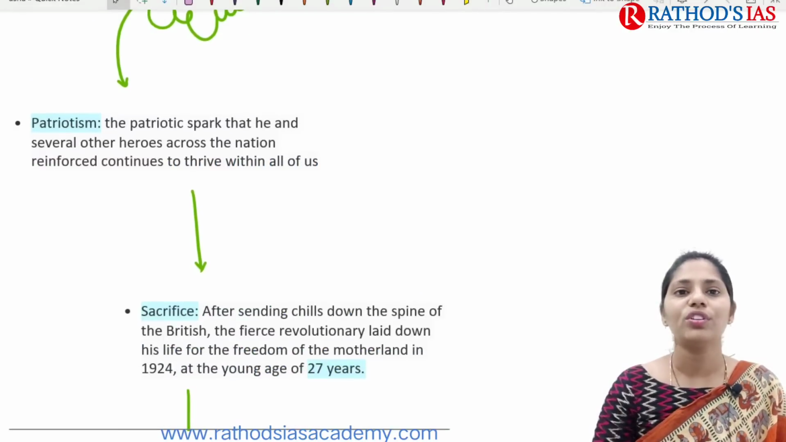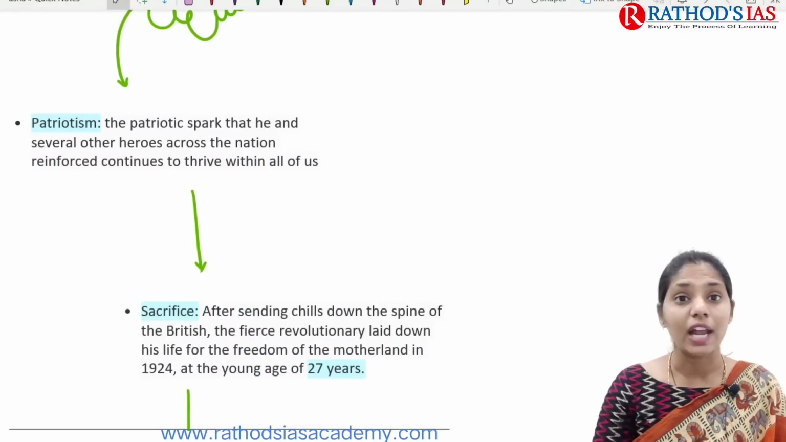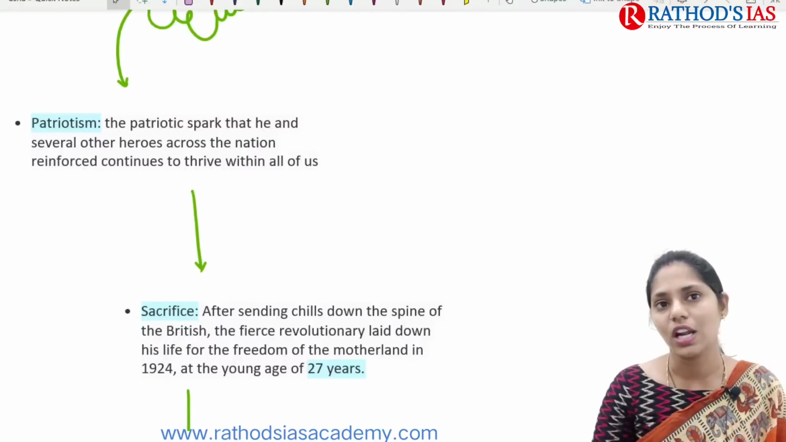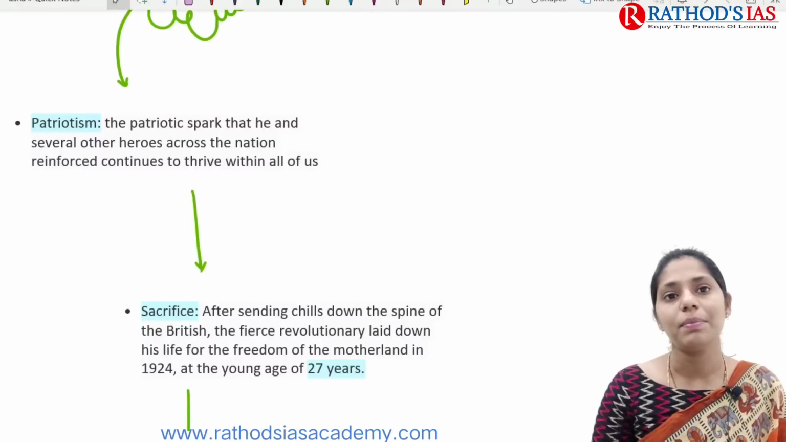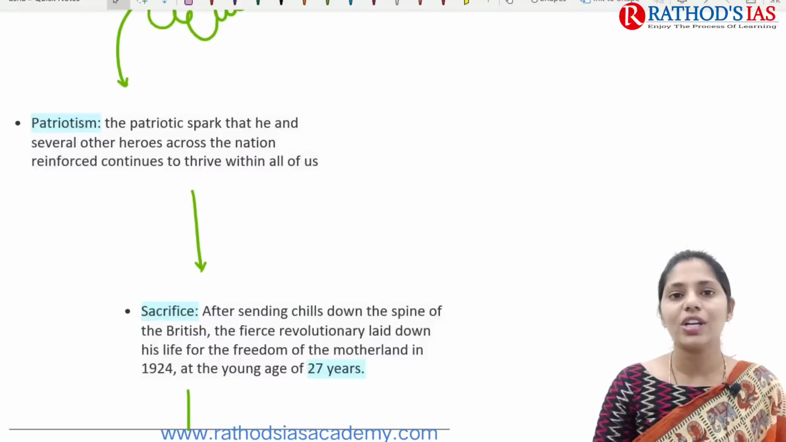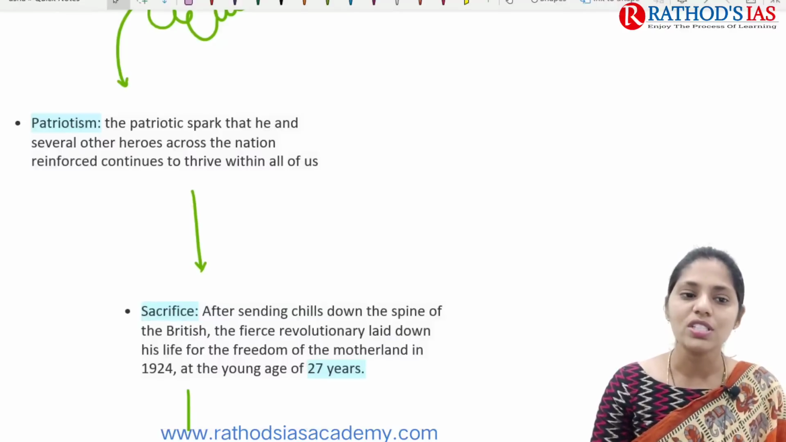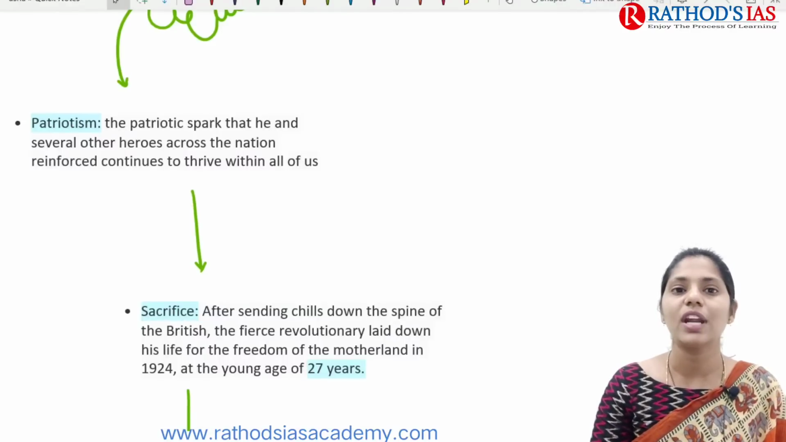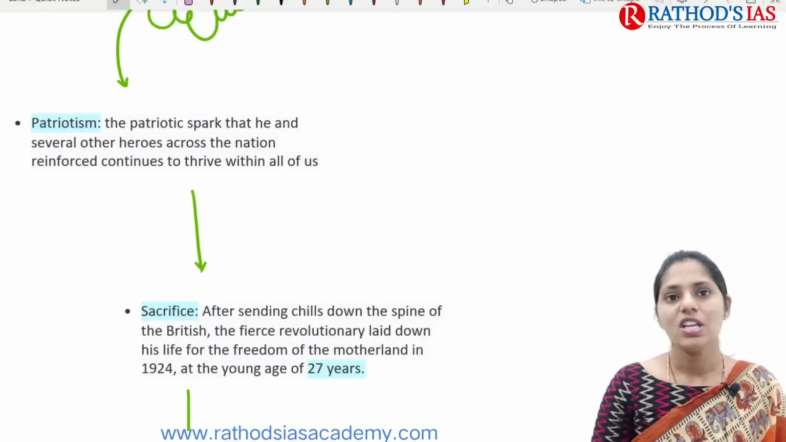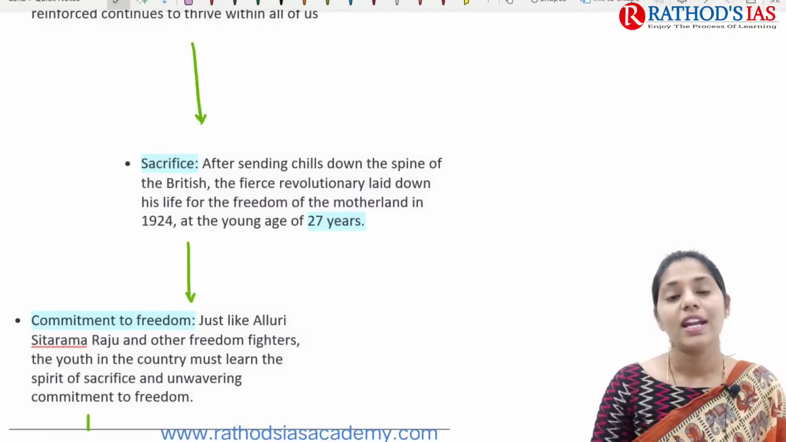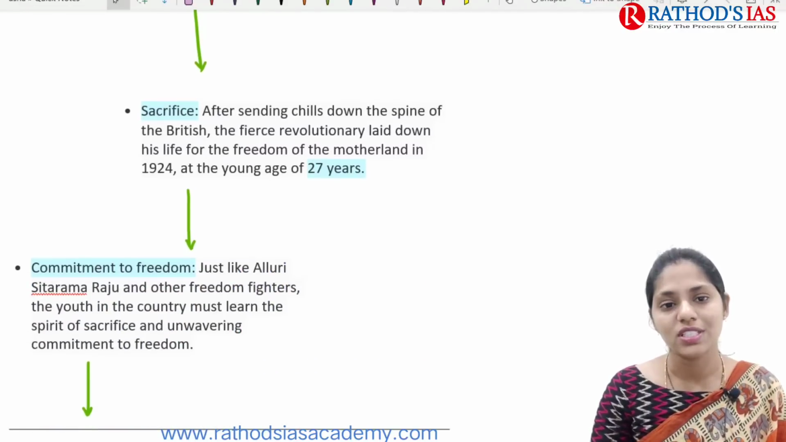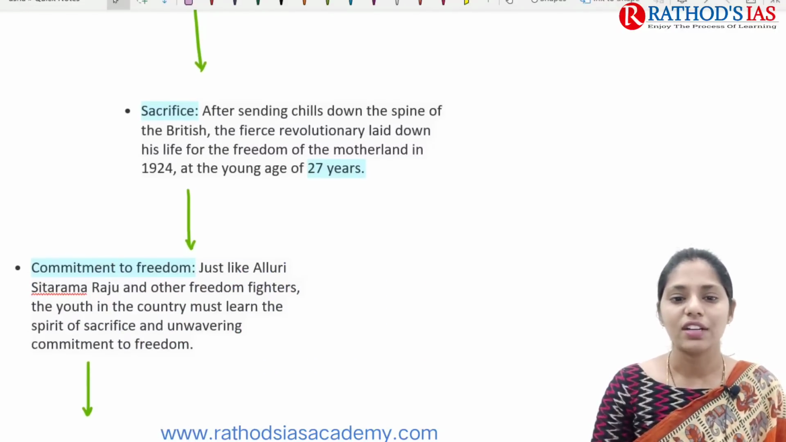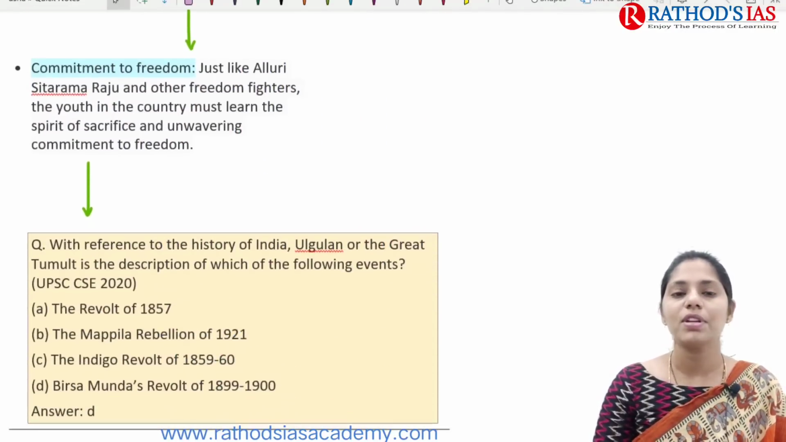And if you're talking about what are the values that we can take or inculcate from Alluri Sitaram Raju, the first one is patriotism. The patriotic spark that he and several other heroes across the nation reinforced continues to thrive within all of us. Yes, we need to get patriotism. Next, we need to give value to sacrifice. And the next one is commitment to freedom.